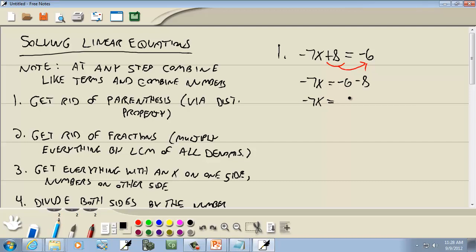Now our note up at top says in any step combine together numbers. Negative 6 and negative 8 gives us negative 14. And our last step, step 4, divide both sides by the number in front of your x. So we're going to divide both sides by negative 7. And we get x is equal to 2. Negative 14 divided by negative 7 is a positive 2.